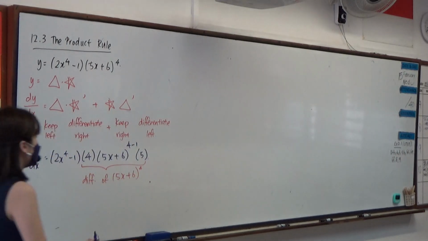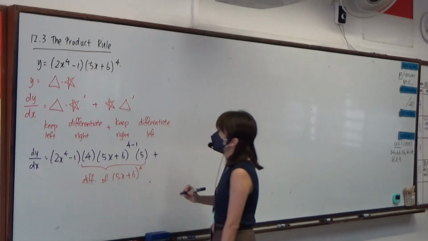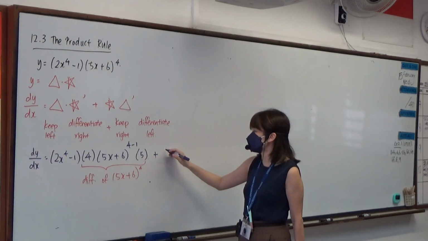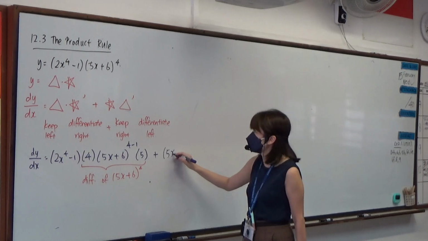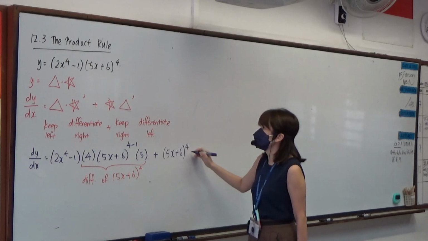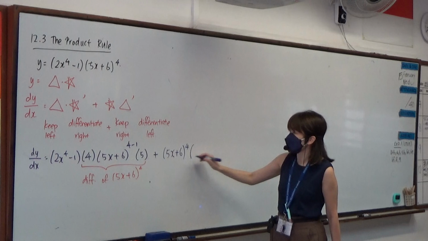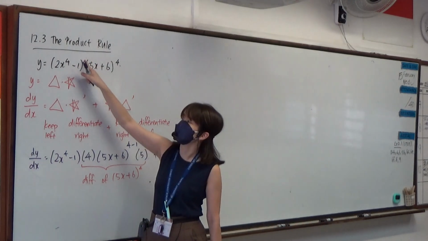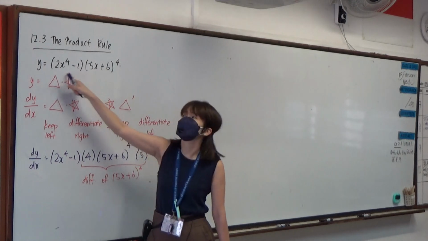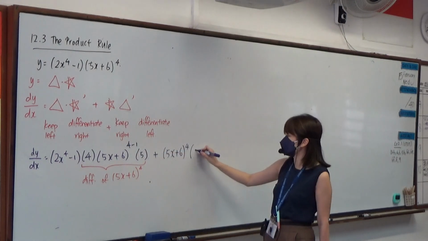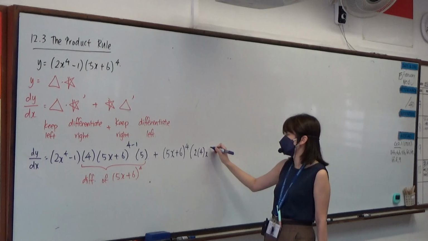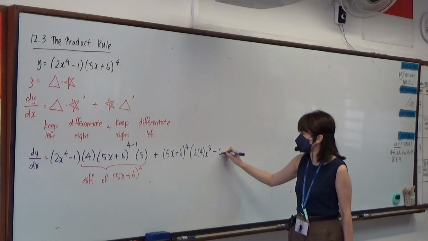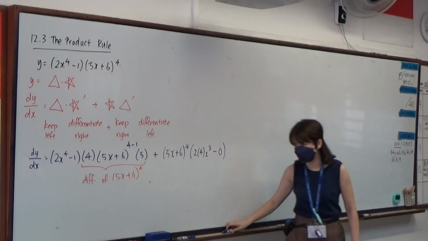And then we continue, we add the differentiation of the right side: keep the right side, then differentiate the left side. The left side is just to a power of 1, so we don't need to do much, we just have to differentiate the inside only, and that will be like that.